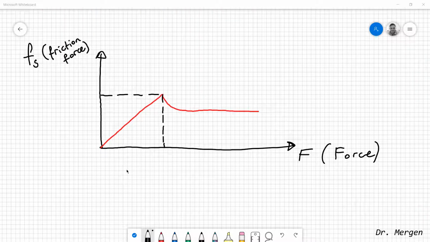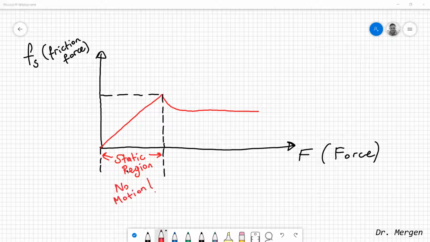Let's see how friction force changes with the applied force. In the static region, the friction force that prevents the object from moving increases linearly with the applied force. To calculate the value of the static friction force, let's recall the third law of motion. For every action, there is an equal and opposite reaction. Therefore, in the static region, the magnitude of the friction force is always equal to the force applied.